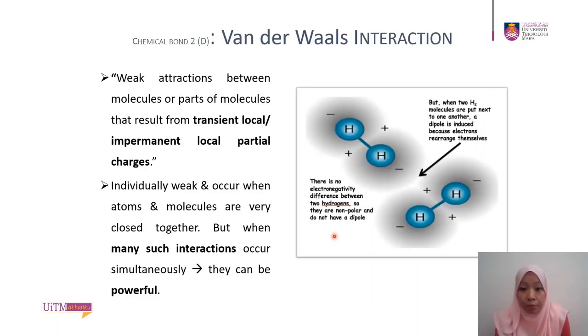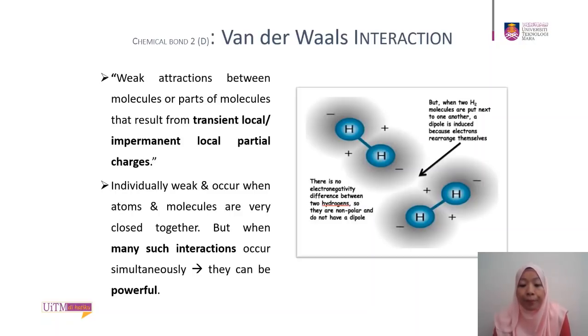However, when these two hydrogen molecules are put next to each other, a dipole is induced because electrons rearrange themselves. In this case, this valence electron might be attracted to this positively charged nucleus. Okay, this is how the van der Waals interaction is formed. Individually, it's weak and occurs when atoms and molecules are very close together. But when many such interactions happen, they might form a very powerful interaction.